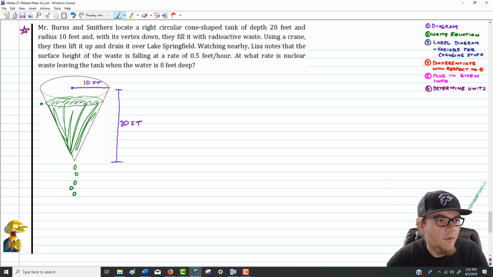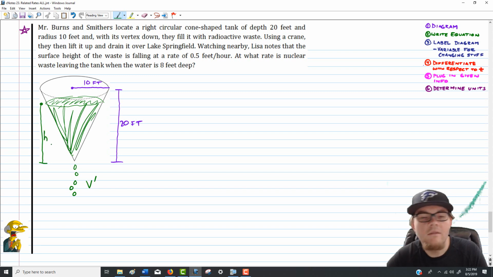So basically what we are interested in is determining how fast the liquid's leaving down here, which I would probably want to call V prime, because that's the amount of liquid waste that's leaving. And what we're given is how fast this height, h, is changing. I already labeled the entire thing. So there's our scenario. We've got little mini cones working their way through.